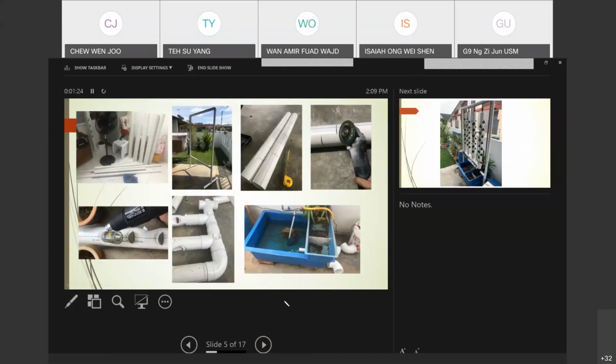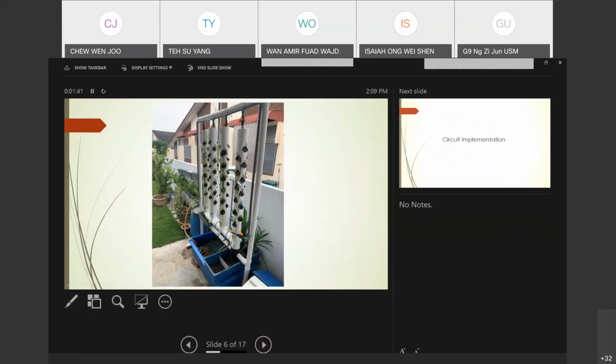These are some of the pictures of our modeling, from preparation of components and cutting materials to shaping the growing pipe and assembling. And this is our final model. You can see we have pipes. Instead of using rubber pipes, we use PVC pipes to tie on the frame.